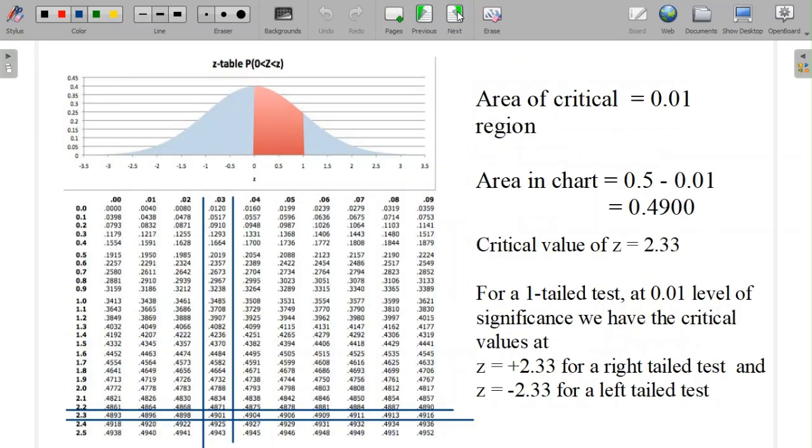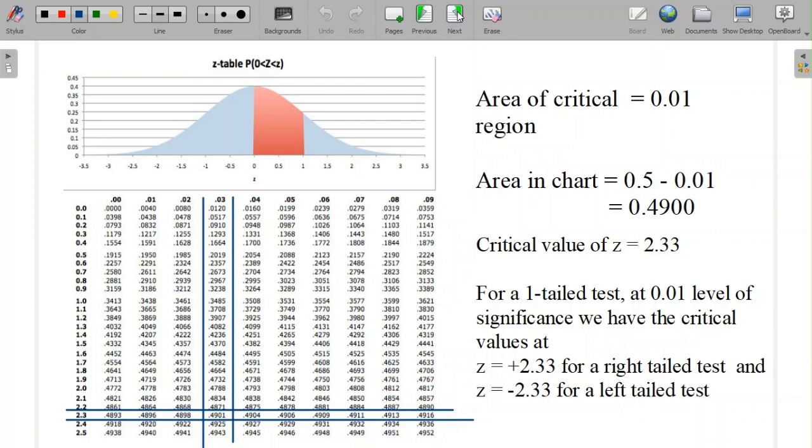To find the critical value, we'll use the chart again. The area to the right is 0.01. Therefore, the area between the origin and the critical value will be 0.4900. According to the chart, that is 2.33. The closest value is 2.33.